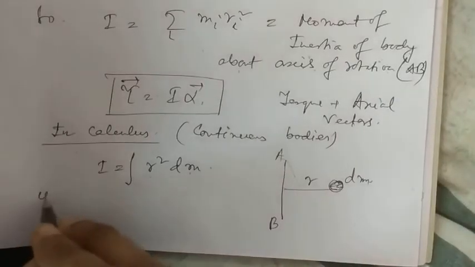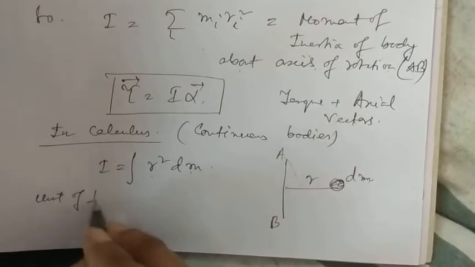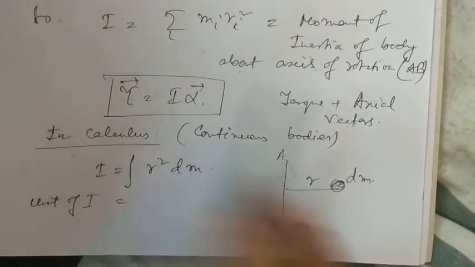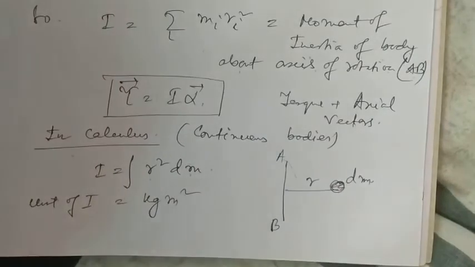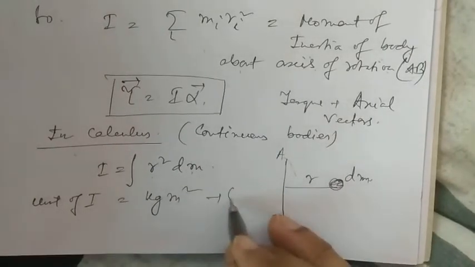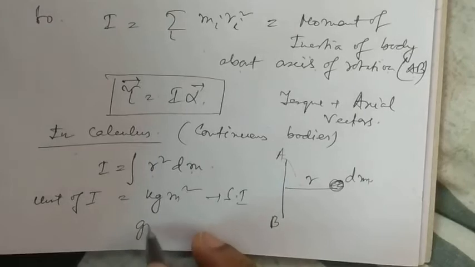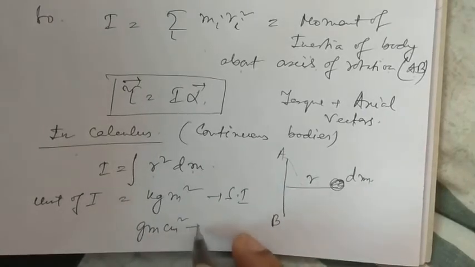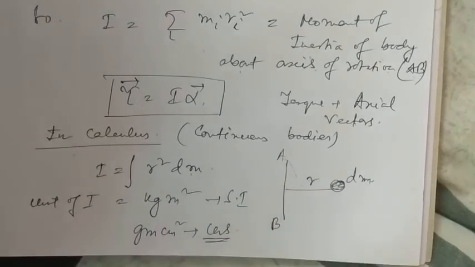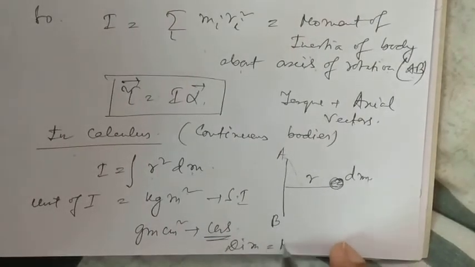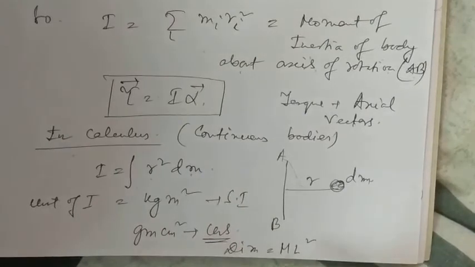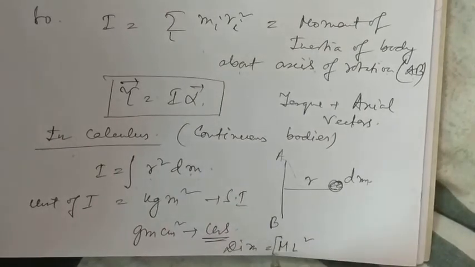Now what will be the unit of I? The formula is m r square. So m means kg and r square is meter square, and this is for SI, and for CGS we can write it as gram centimeter square. The dimension will be M L square.